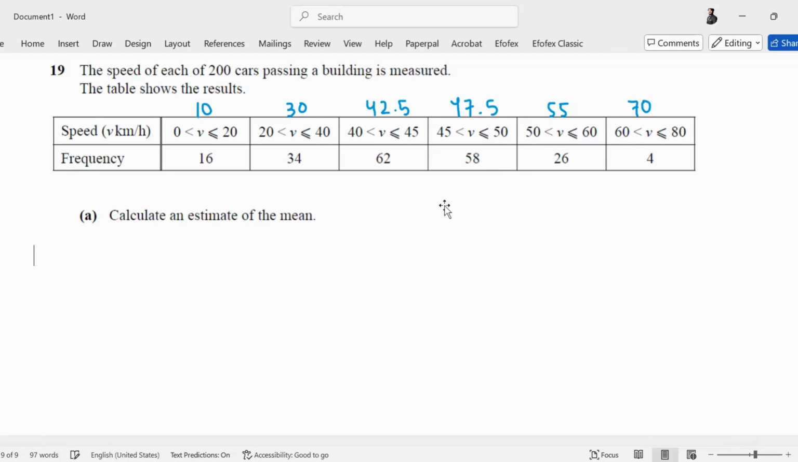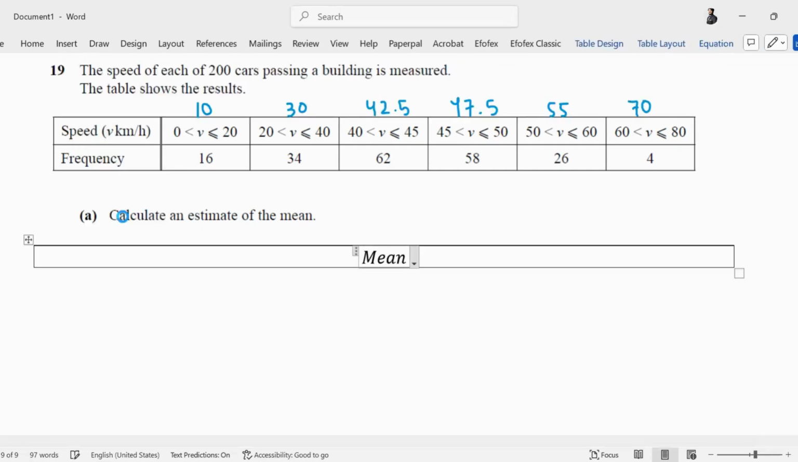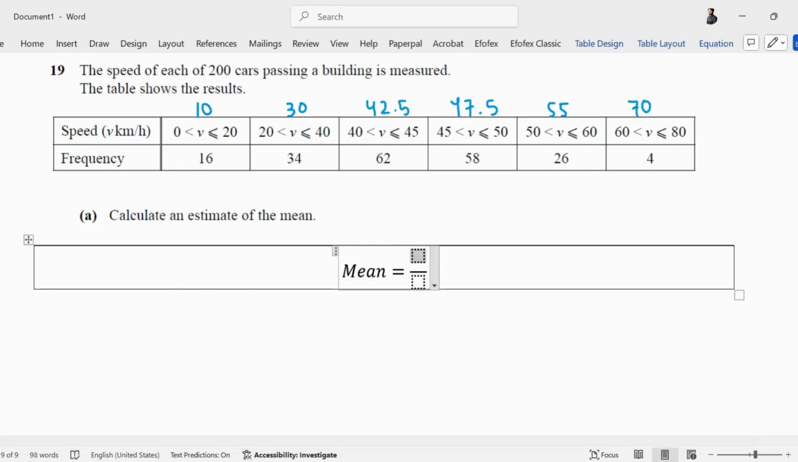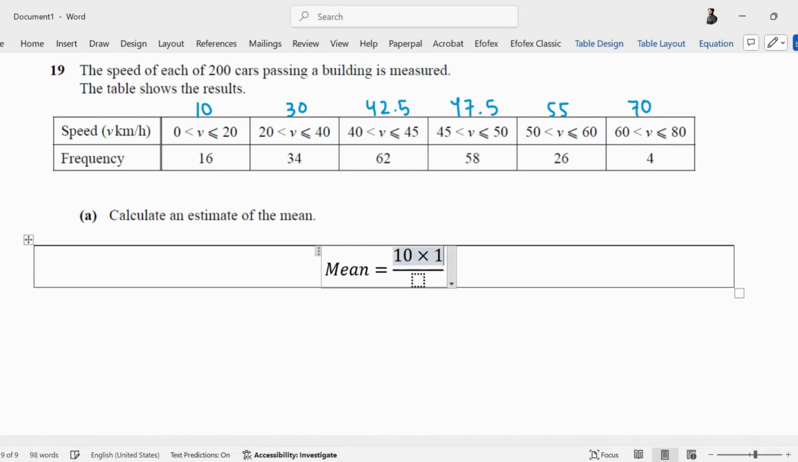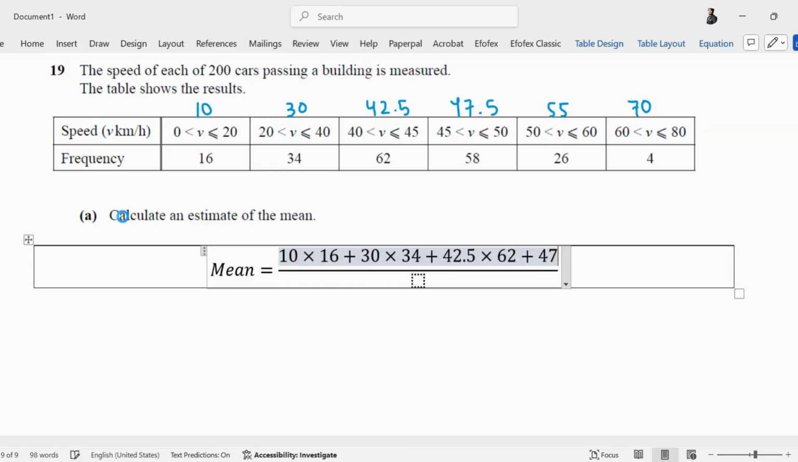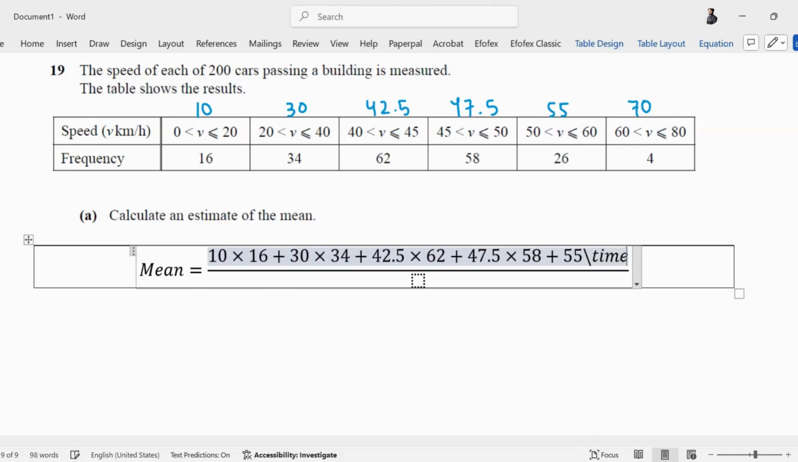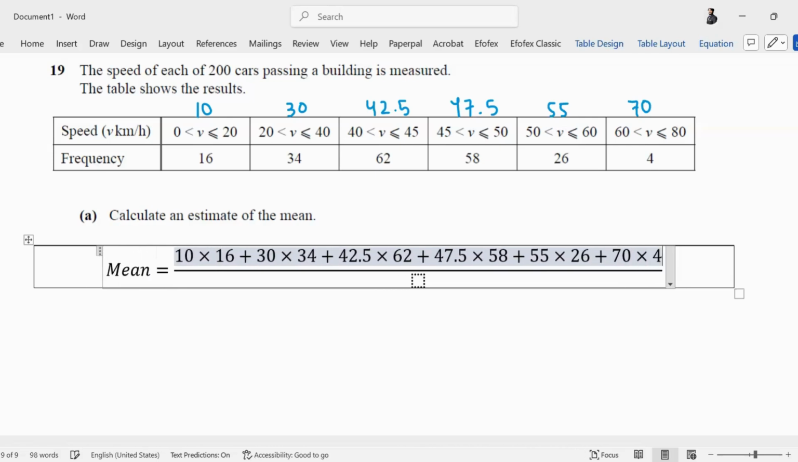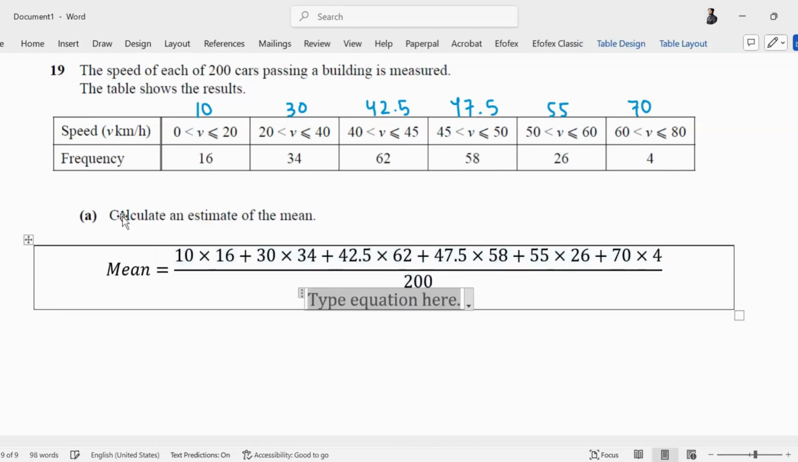So now in order to estimate the mean, it is the sum of all data divided by number of readings. So mean speed. There are 10 is the speed of how many cars? 16. So instead of adding 10 again and again, I'll just multiply it by 16. 30 is the speed of 34 cars. 42.5 is the speed of 62 cars. 47.5 is the speed of 58 cars. 55 is the speed of 26 cars, and 70 is the speed of 4 cars, divided by 200, which is the total number of cars.